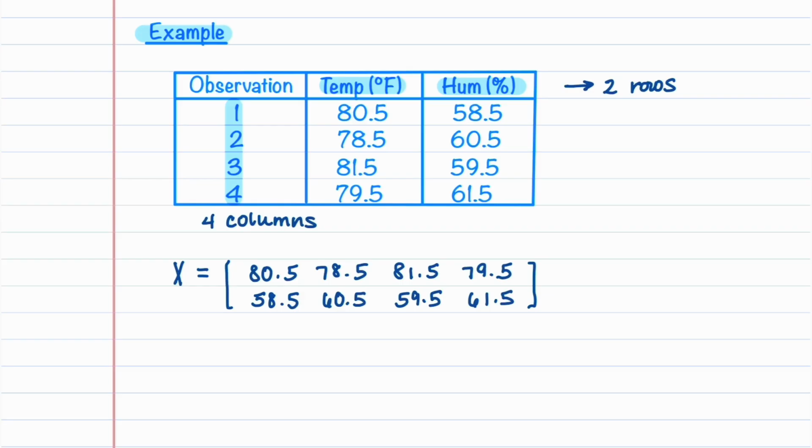The first observation vector is x1, and it's just the entries in the first column of our matrix X, and it's equal to 80.5 and 58.5. I'm not going to write down the other 3. They look very similar. These observation vectors are important, and we're going to need them for our next step.